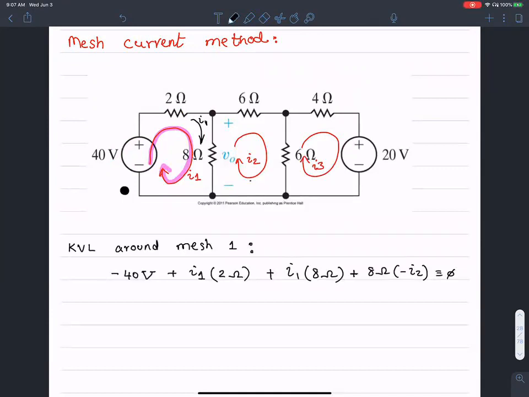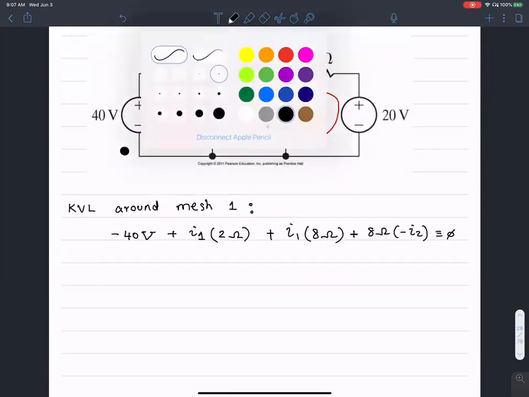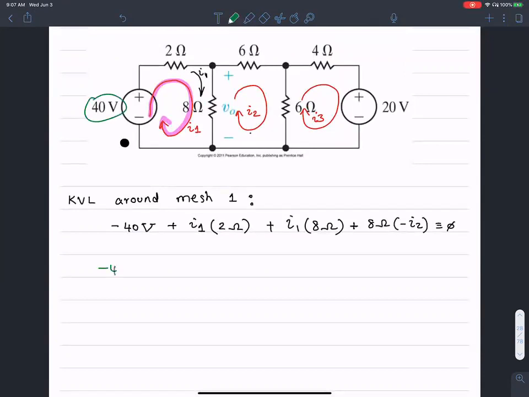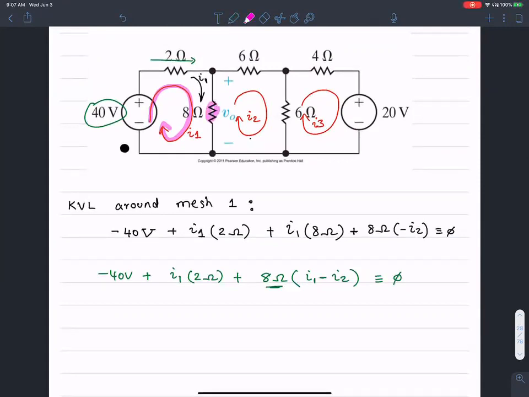Maybe it's easier if I write it this way. Let me rewrite this equation for illustrative purposes. The first is negative 40 volts plus a current of I1 flowing through the 2 ohm resistance, plus the voltage drop across the 8 ohms resistance, which is 8 ohms times the current flowing in it. All of that equals 0. There are two ways to look at it. When it comes to this 8 ohms resistance here, there are two currents flowing in opposite directions. That's what I have to account for.